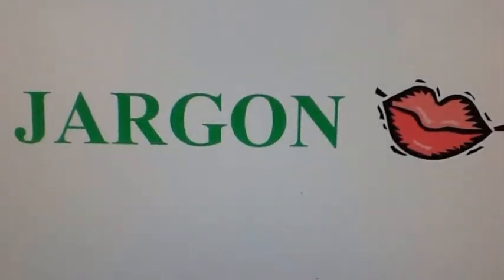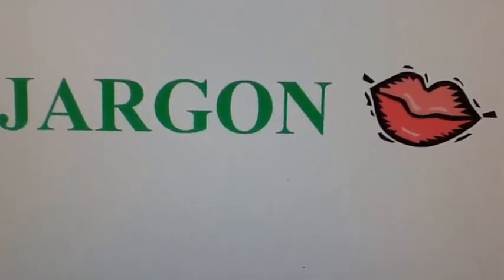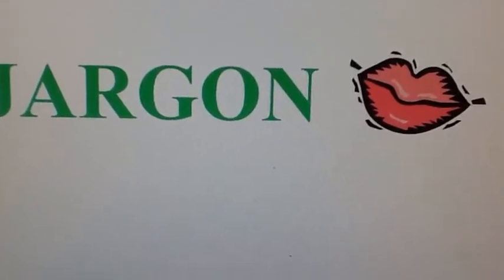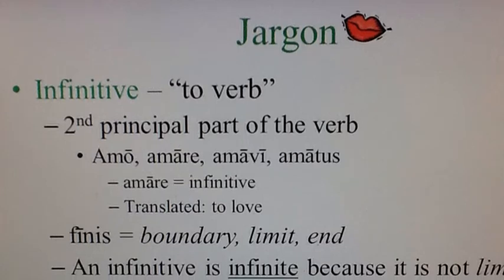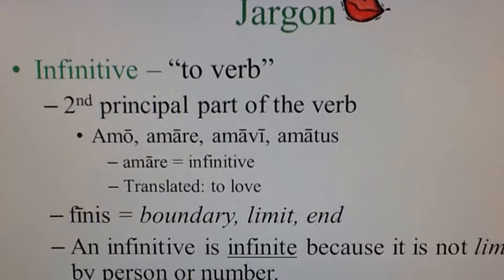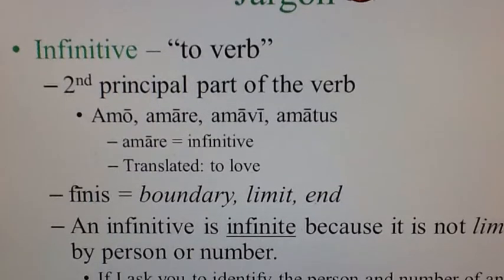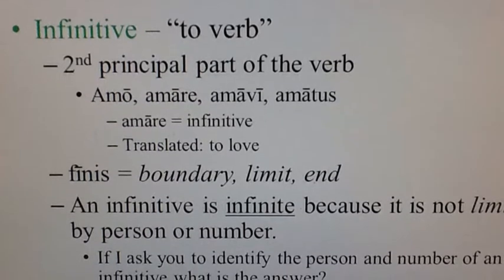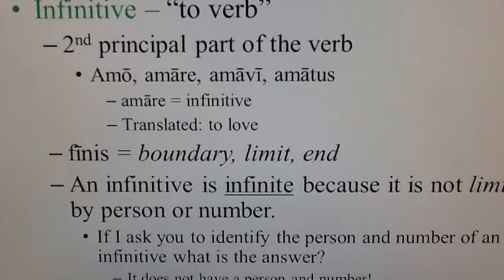It's jargon time. Go ahead and open up your jargon in your Google Drive so that you can take down these 2 jargon words that I have for you in the video. The infinitive is the "to verb." It's the second principal part of the verb. You already know that. So if you're looking at amo, amare, amavi, amatis, amare is the infinitive and it's translated to love. Remember that infinitives don't have person and number. So if I ask you to identify the person and number of an infinitive, you say, "No, Magistra, there is no person and number for the infinitive."